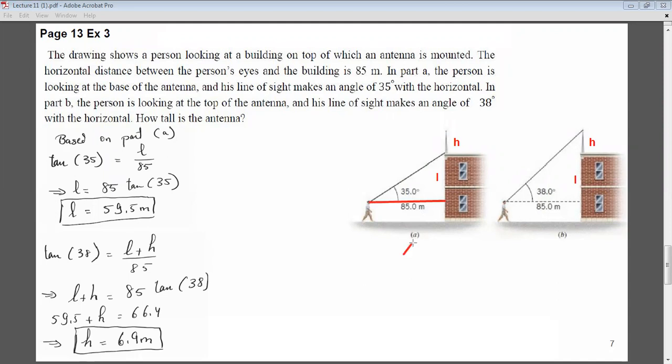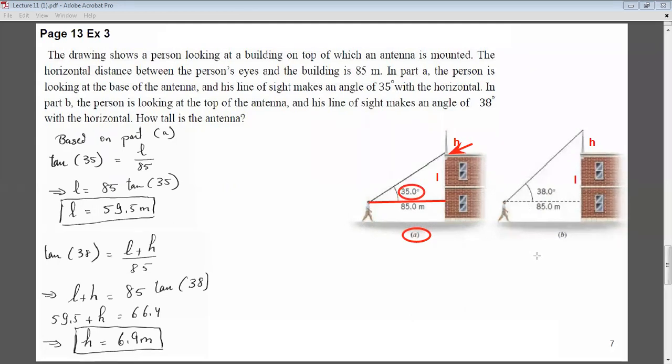In part A, the person is looking at the base of the antenna. Look, where is he looking? He's looking here at the base. In part A, the person is looking at the base of the antenna and his line of sight makes an angle 35 degrees with the horizontal. So when he looks at the base, the angle is 35.